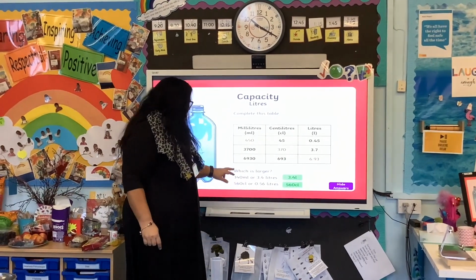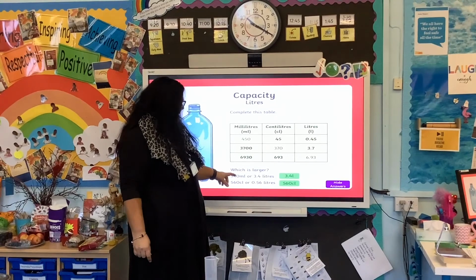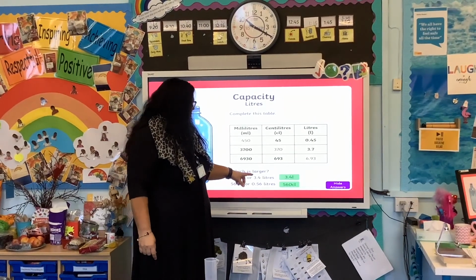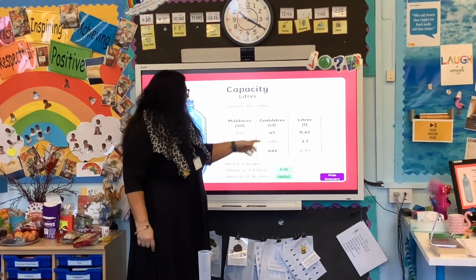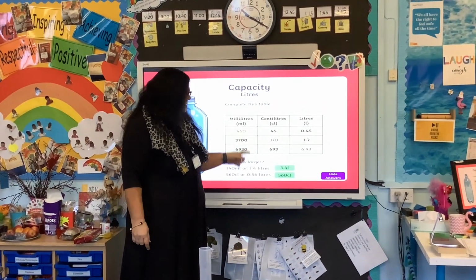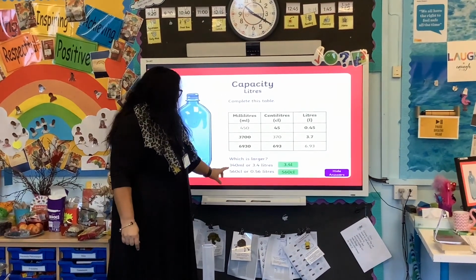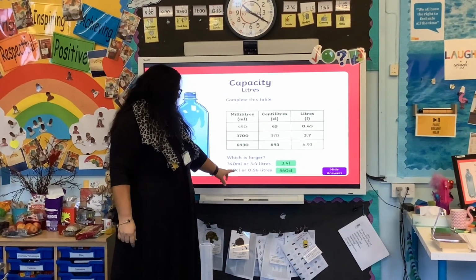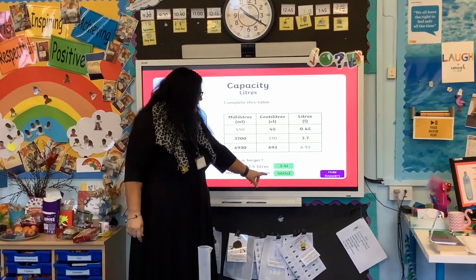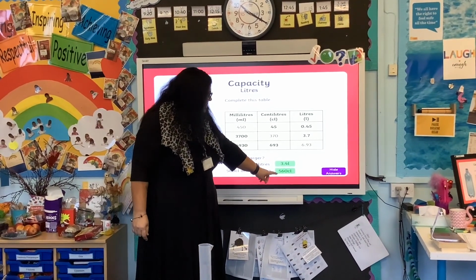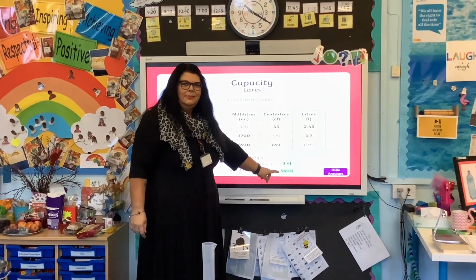So here we've got a couple of questions which is larger. 340 millilitres, or 3.4 litres. We should know that a litre is 1,000 millilitres, so that's going to be bigger, 3.4. And then we've got 560 centilitres, or 0.56 litres. And the answer here is 560 centilitres.